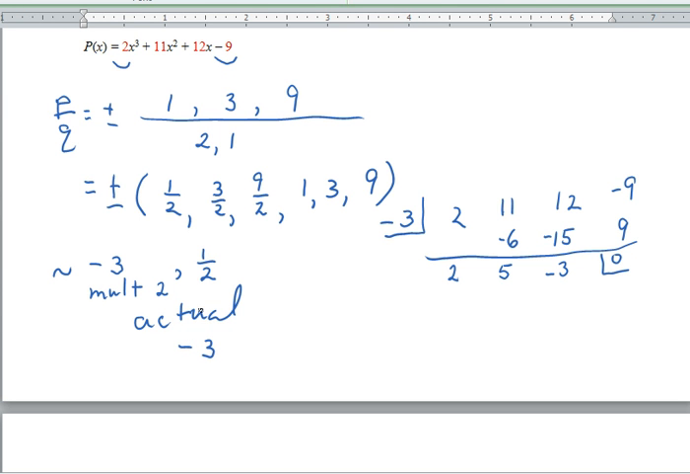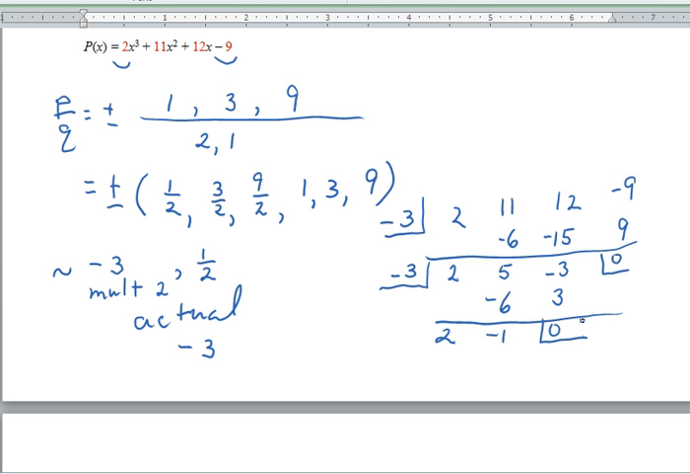Now, because negative 3 appears to be a 0 of multiplicity 2, I'm going to divide by negative 3 again. Multiplicity of 2, I think I said negative 2. 2 will be the leading coefficient in this next quotient, times negative 3 is negative 6. Add 5 is negative 1, times negative 3 is 3, gives us a remainder of 0.